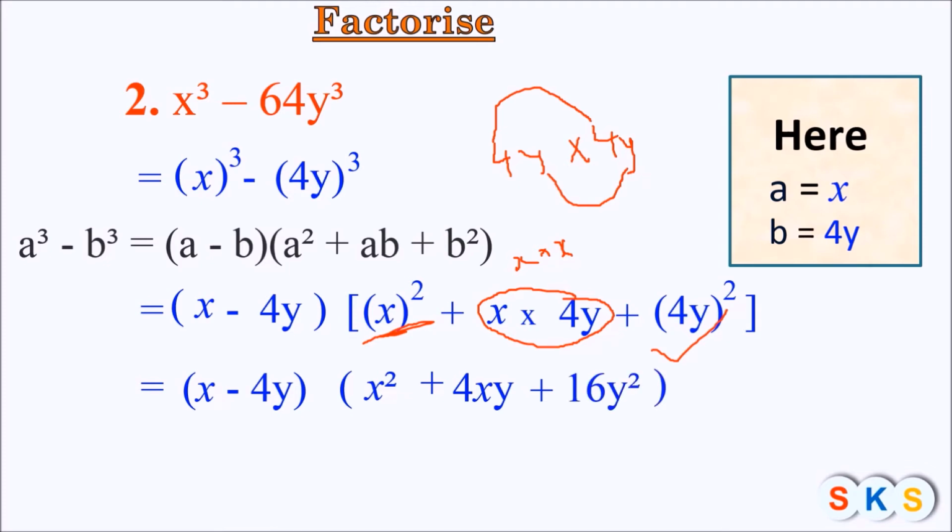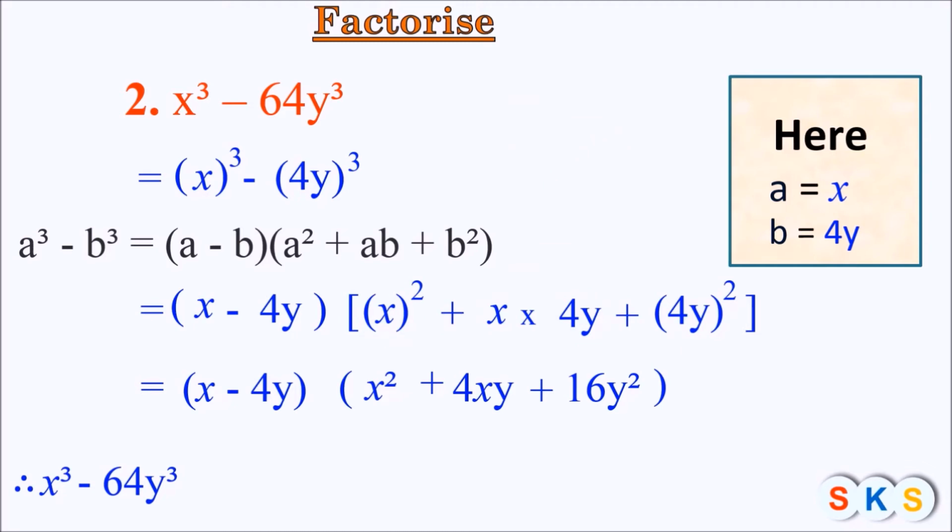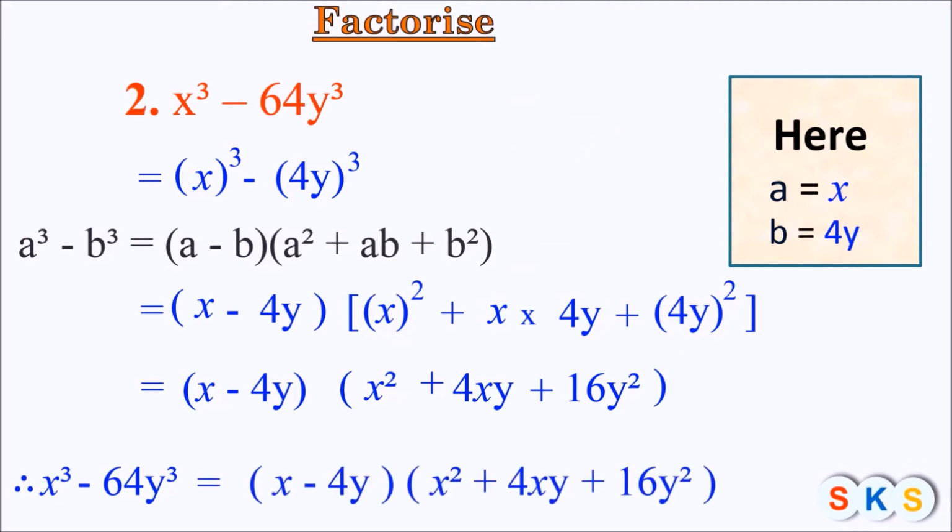We will close the bracket. Therefore, x the whole cube minus 64y cube is equals to x minus 4y into x square plus 4xy plus 16y square.